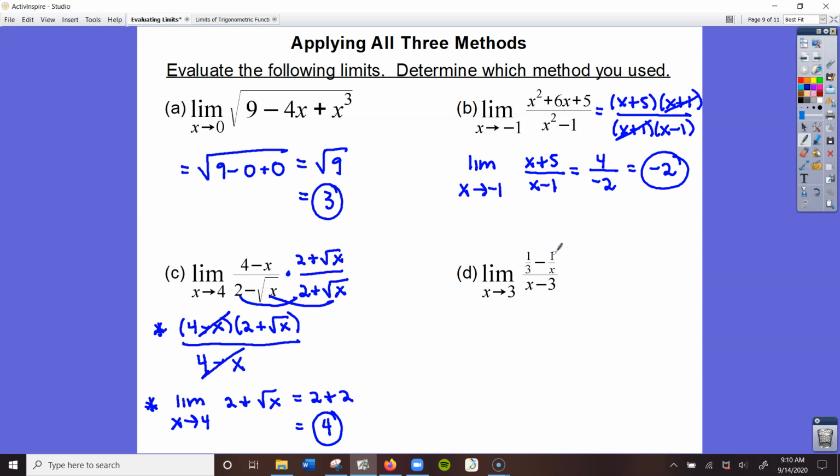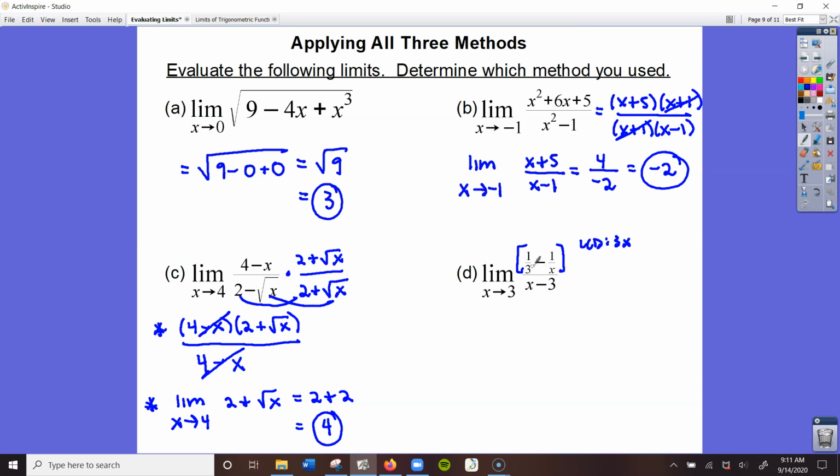Now for this one, I notice that I have fractions subtracting in the numerator. So I'm going to focus on that part first. I want to simplify this to be one fraction, so then I could work out the rest of it. Now 1 over 3 minus 1 over x, I'm going to need a common denominator. And if you're ever unsure of your common denominators, you can just multiply them together. So for 1 over 3, my common denominator here is 3x.